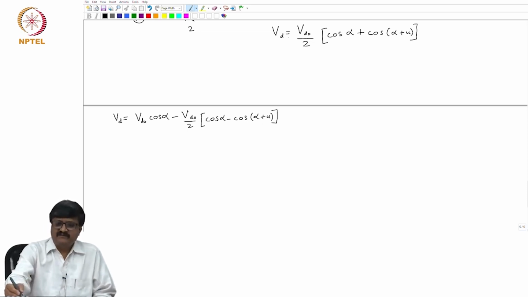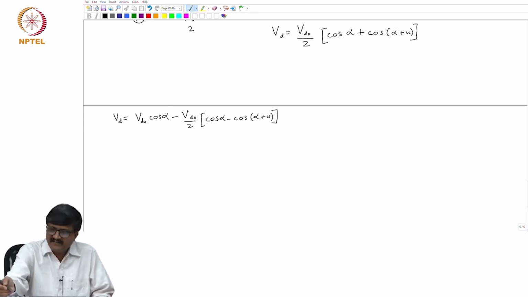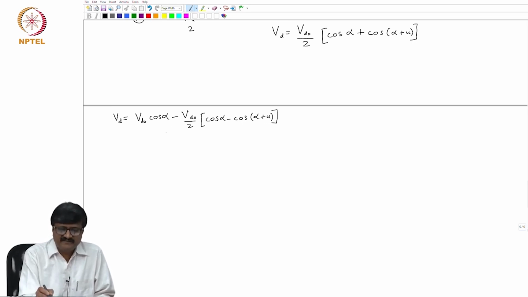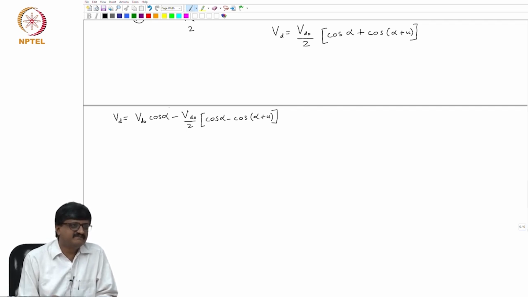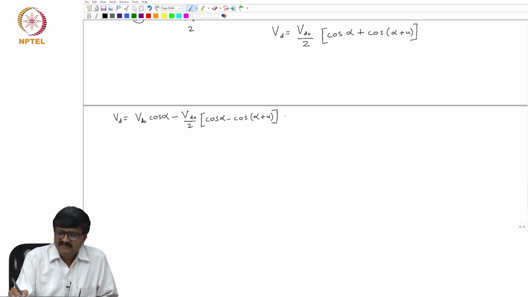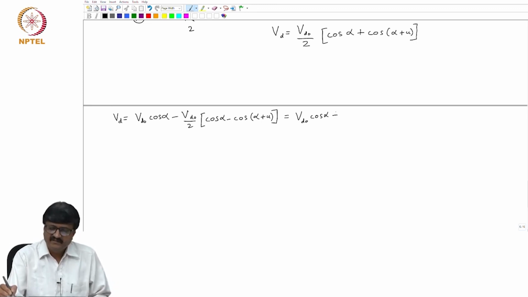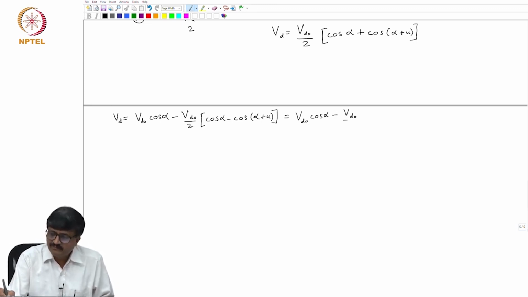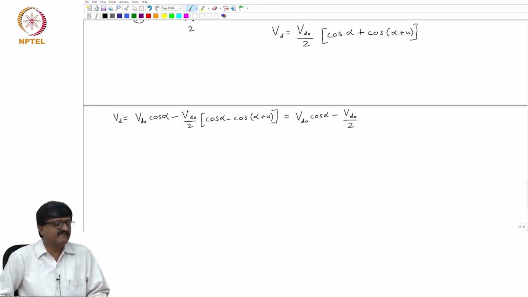No, I am just rewriting the previous expression. Instead of writing Vdo by 2 cos alpha, I am saying Vdo cos alpha minus Vdo by 2 into cos alpha minus cos alpha plus u. That is all. I am just rewriting the previous expression, nothing more than that. Now, why I do it this way is, the first term is the expression for Vd for the special case of u equal to 0.